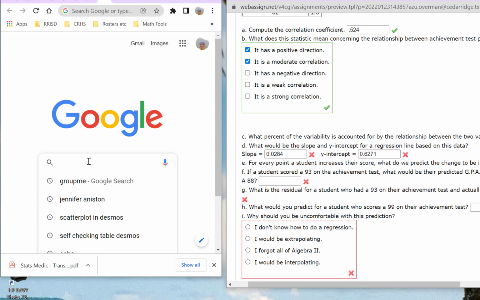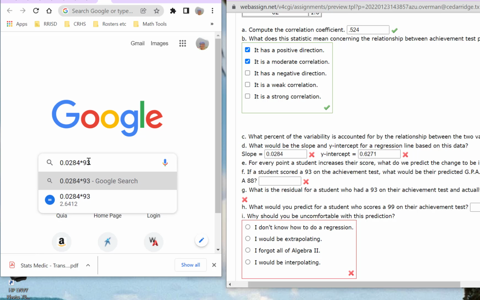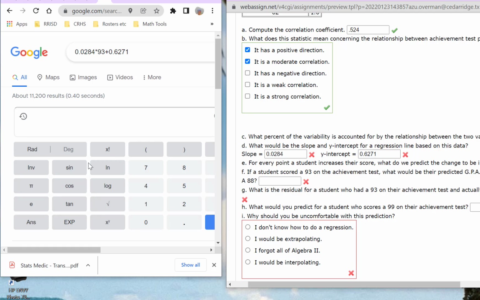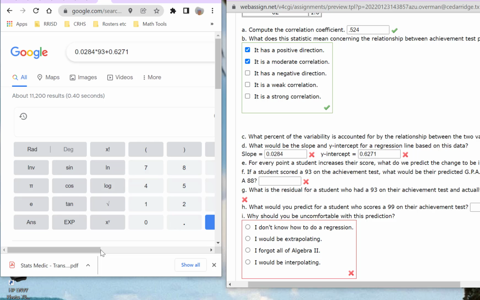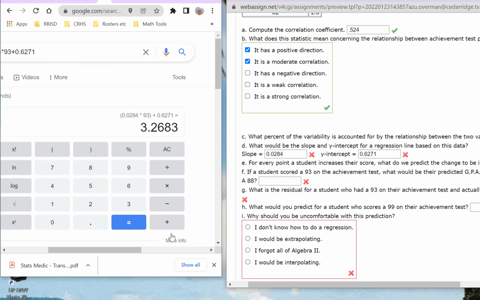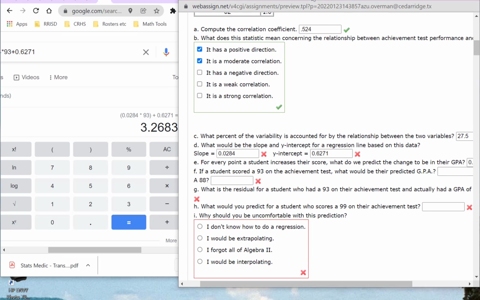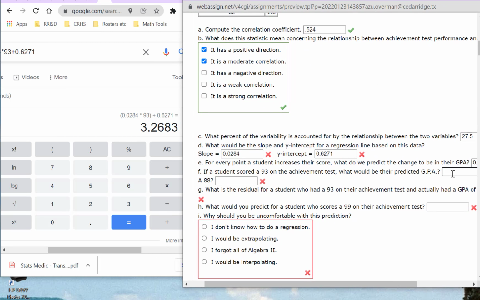So we're going to take the slope, 0.0284 times 93 plus 0.6271. And let's see what it says. Didn't like it. So I'll just do it over here. Okay. Oh, there it is. So you can see 0.0284 times 93 plus 0.6271. So we're going to make a prediction that their GPA is going to be 3.83.